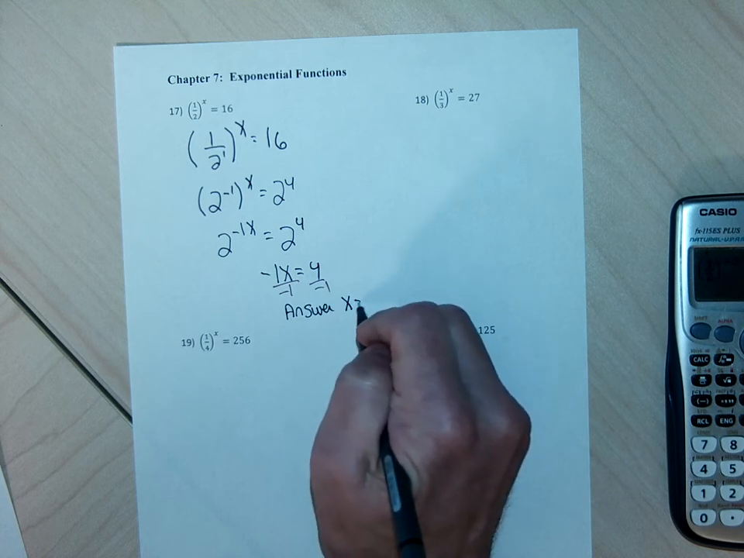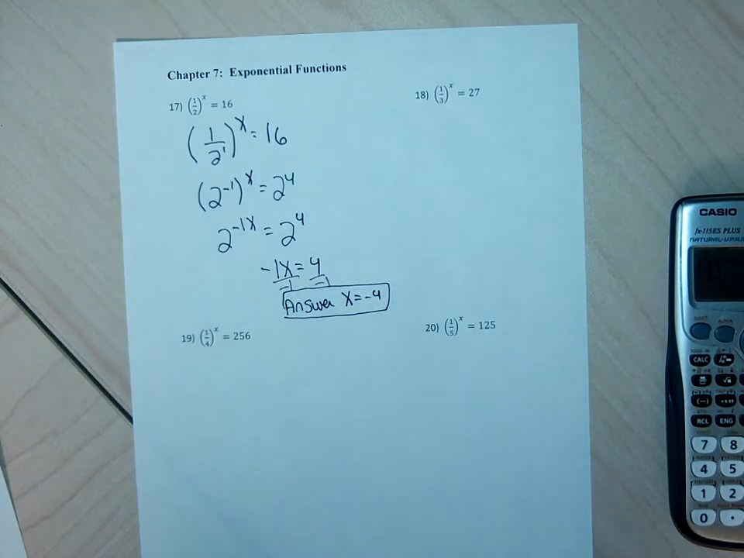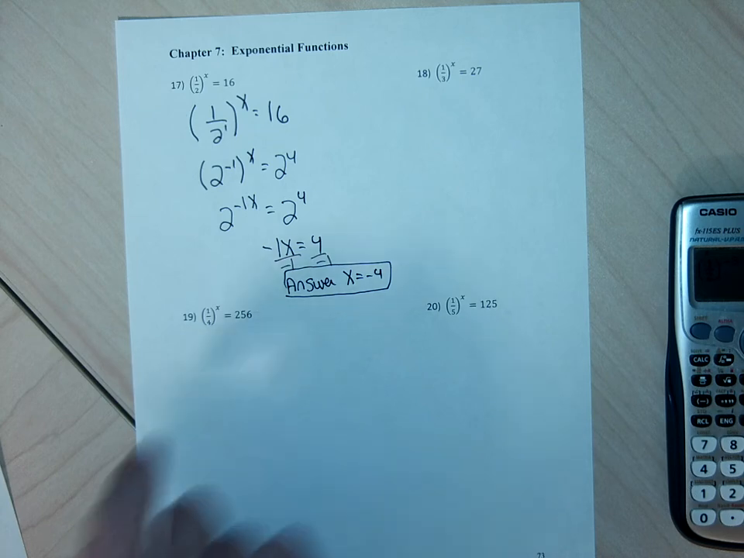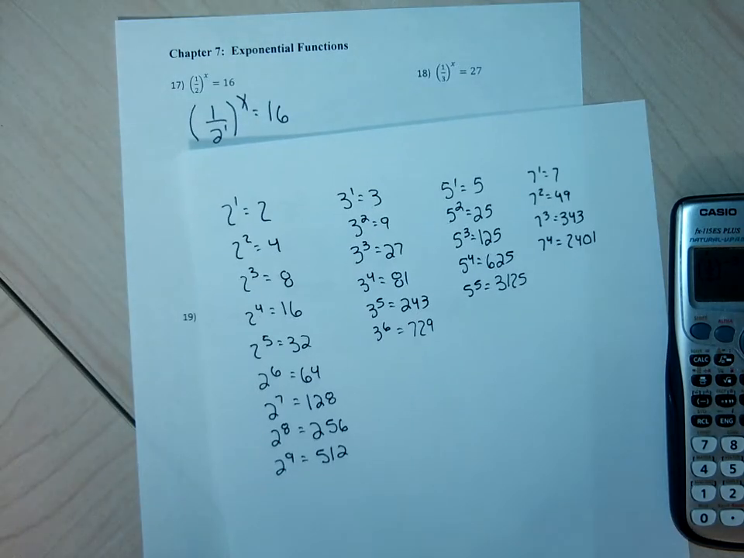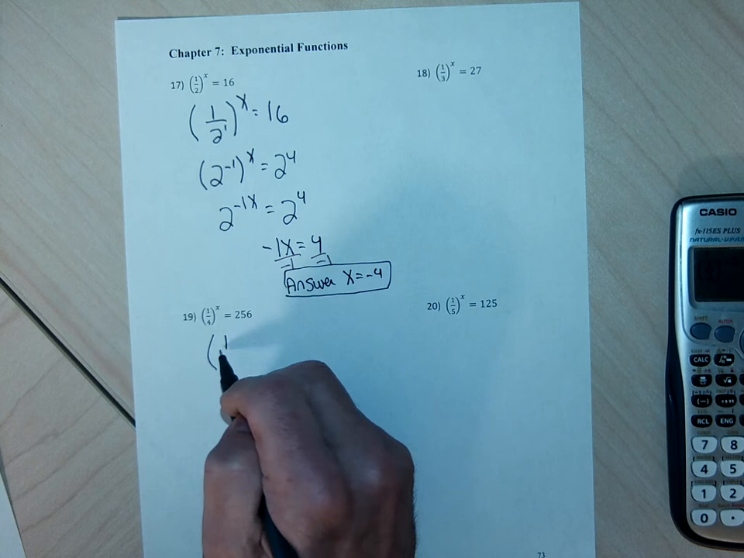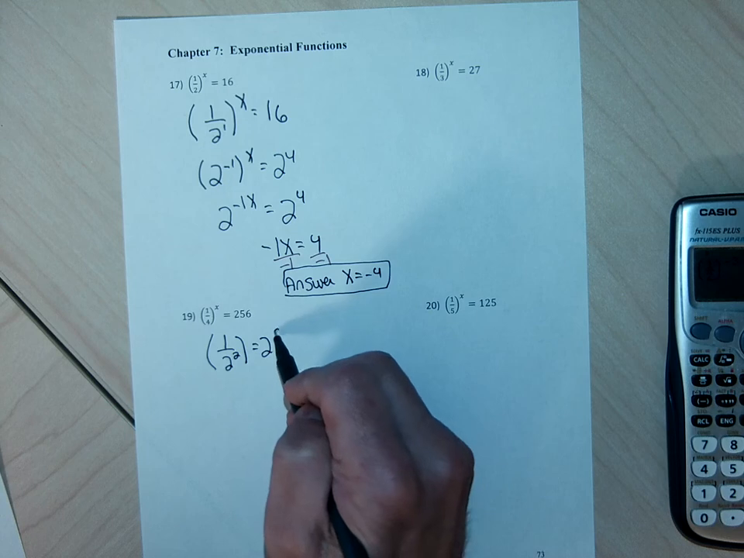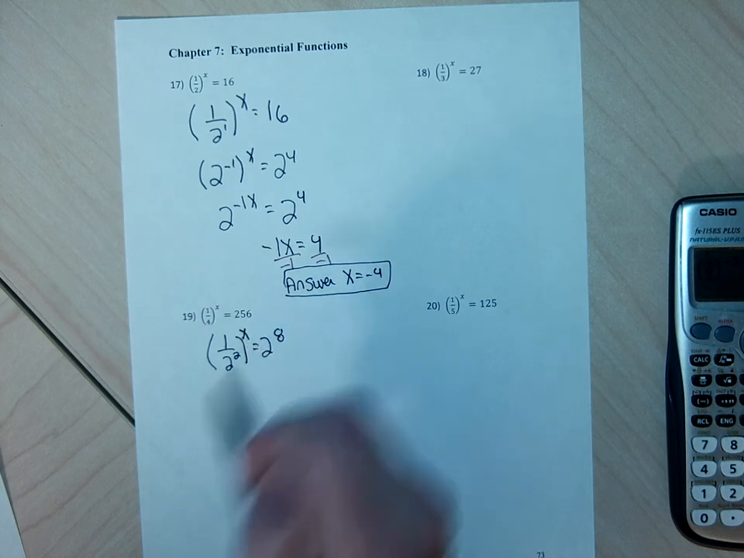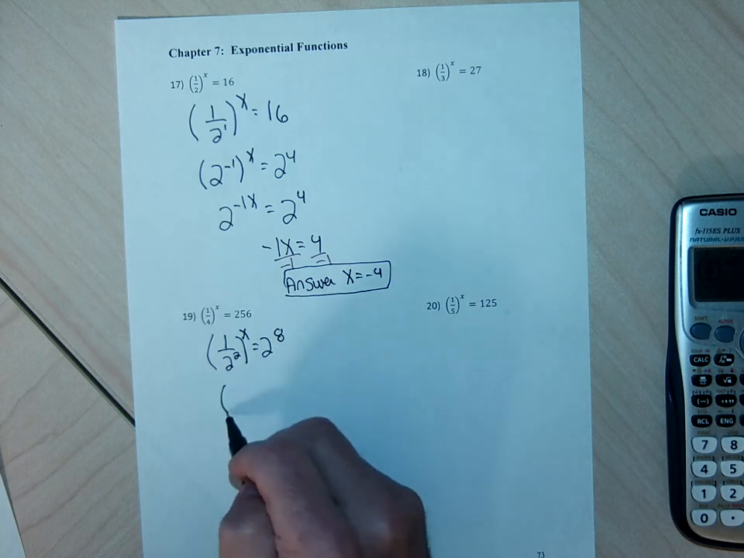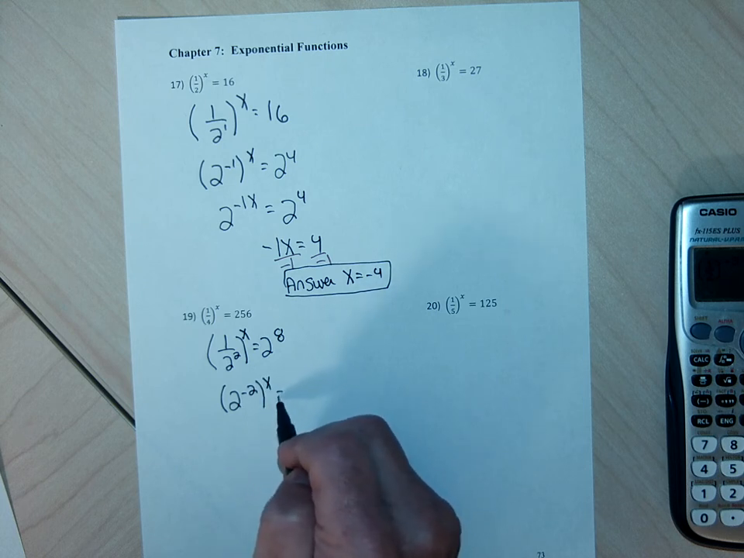I'm trying to get one more problem in this video. I better do 19 because it's not like the other problems. On 19, both 256 and 4 are not prime numbers. I'm going to do a prime factoring for both. 4 is 2 squared. So in 19, I'm going to make the left side 1 over 2 squared. And 256 is 2 to the 8th. So I get 1 over 2 squared to the x equals 2 to the 8th. I'm going to make the fraction into a negative exponent. So the left-hand side is going to be 2 to the negative 2 power.